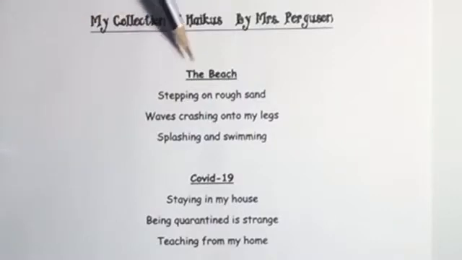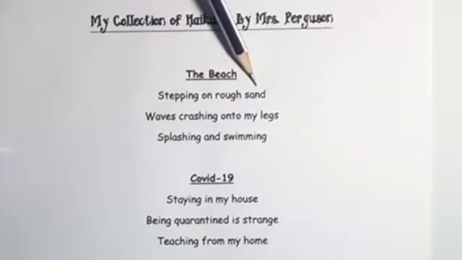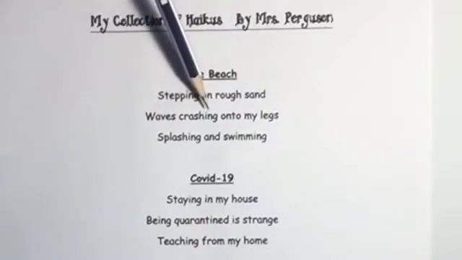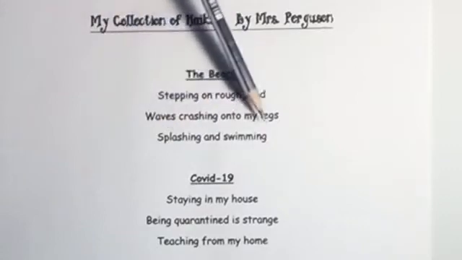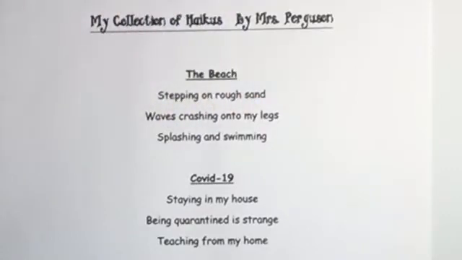So my first one is called The Beach. Stepping on rough sand, waves crashing onto my legs, splashing and swimming. So I wrote about nature, which is what you're supposed to do. Also, I have a poem of 3 lines, which is following one of the elements of a haiku. But now I have to see if I have 17 syllables. Do I have 5, 7, 5?